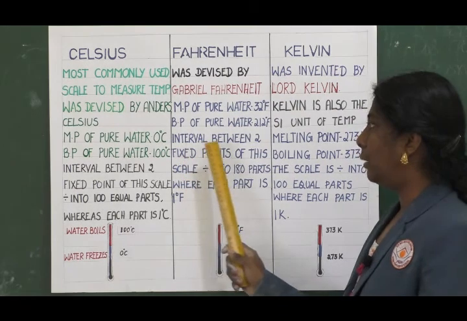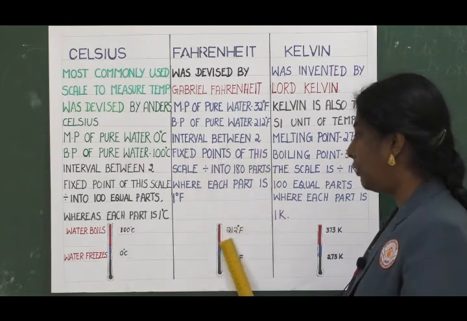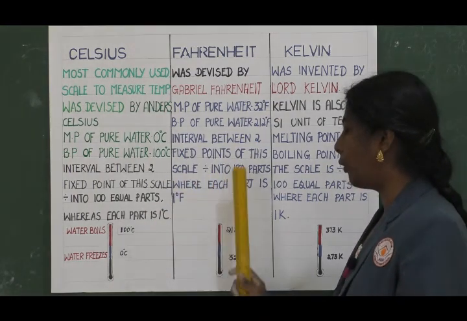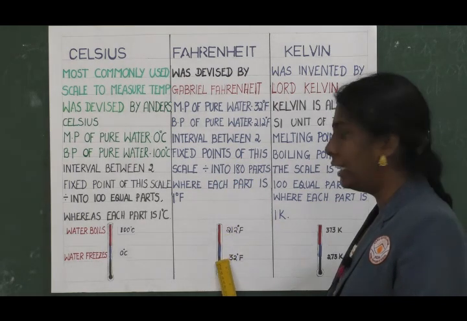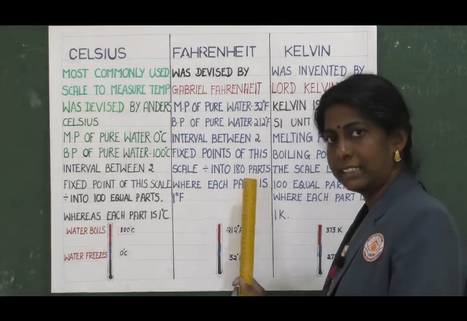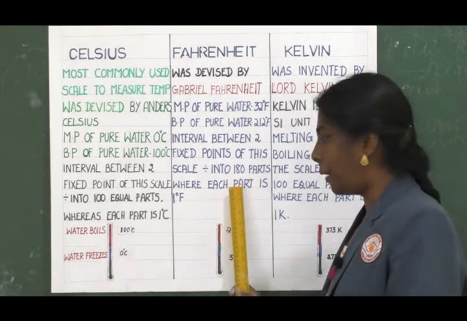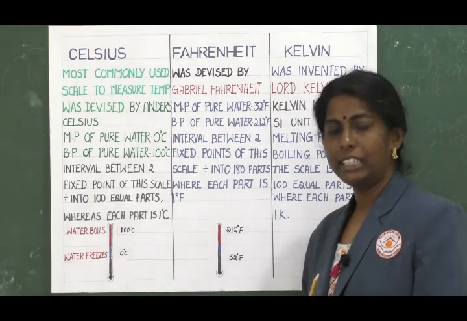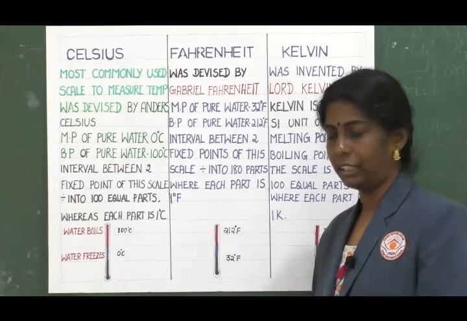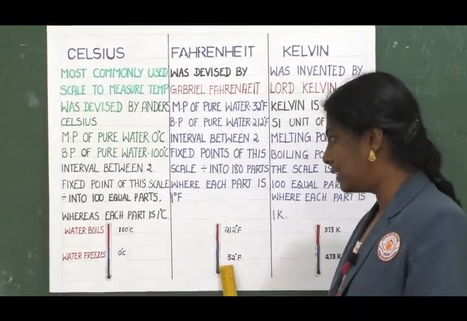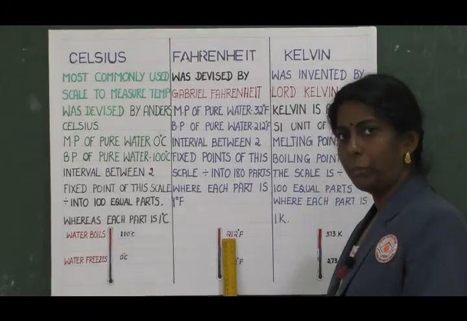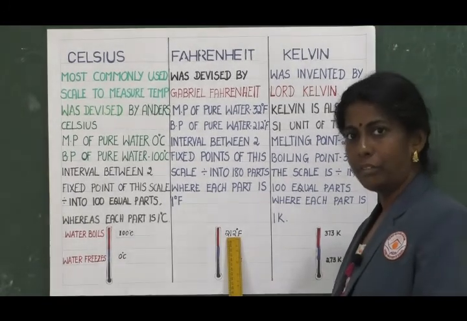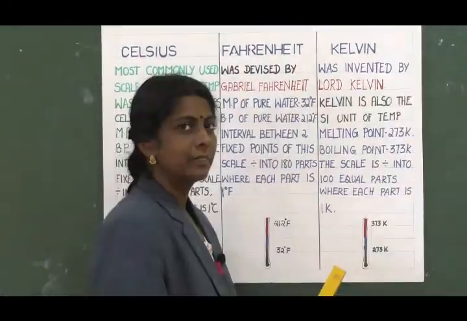So the interval between the two fixed points of this scale is further divided into 180 parts, where each part is 1 degree Fahrenheit. You can have a look at the picture. Here this is the melting point and this is the boiling point. Melting point is 32 degree Fahrenheit and the boiling point of water is 212 degree Fahrenheit. Clear, children? Yes.